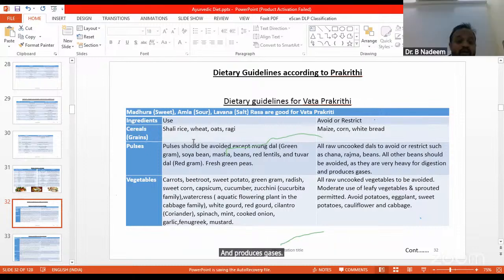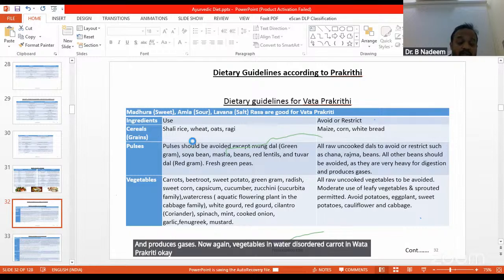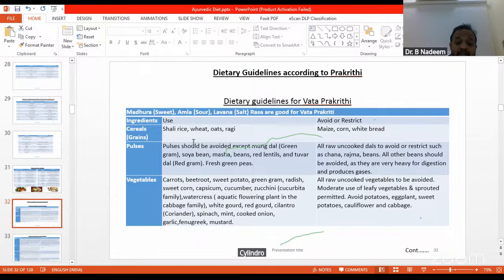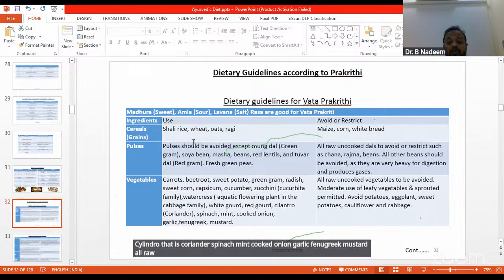Now again, vegetables in Vata Prakriti. These are the diets which have been advised. Vegetables: carrots, beetroot, sweet potato, green gram, radish, sweet corn, capsicum, cucumber, then the cucurbita family, that is zucchini, watercress, white gourd, red gourd, cilantro, that is coriander, spinach, mint, cooked onion, garlic, fenugreek, mustard. All raw uncooked vegetables to be avoided. Moderate use of leafy vegetables and sprouts permitted. Avoid potatoes, eggplant, sweet potatoes, cauliflower, and cabbages.